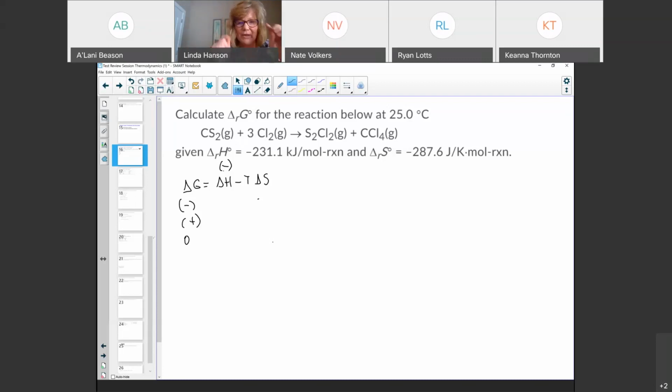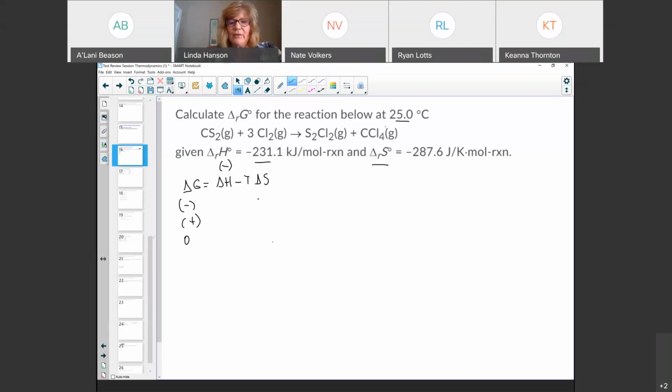So I just took a snapshot of a quiz question, and it asked us to calculate delta G of reaction. That little superscript knot represents standard conditions. The reaction is given below. We have gaseous carbon disulfide reacting with 3 molecules of gaseous chlorine, forming S2Cl2 and CCl4. So it's an equation already balanced for us. The variables we're given are delta H, delta S, and the temperature. This reaction couldn't be any simpler.